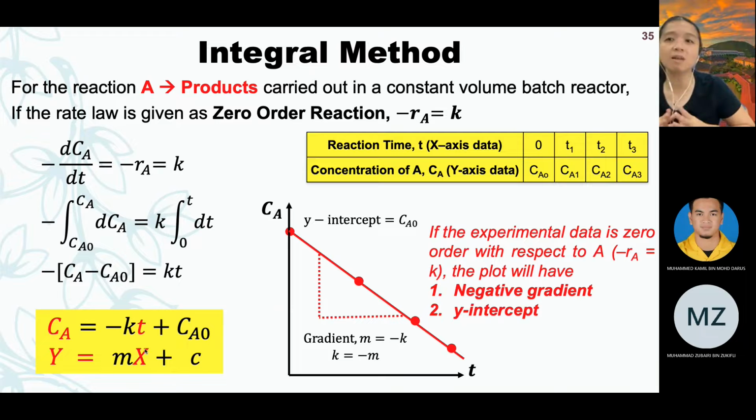Kedua, kenapa saya kata mesti ada pintasan Y? Sebab kat belakang dia ada plus CA0. CA0 tu kan adalah pintasan Y. Sebab tu saya kata dia mesti ada pintasan Y.